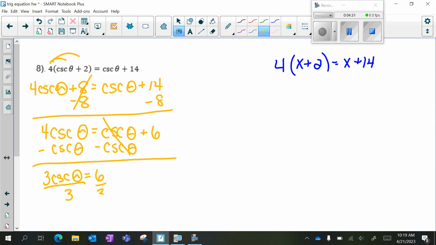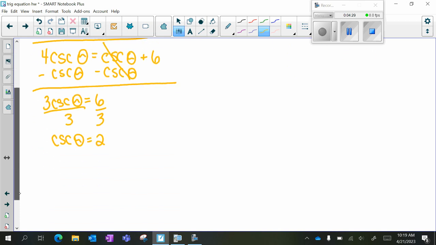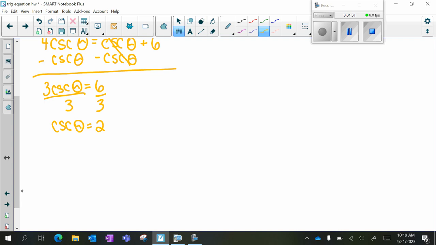Divide both sides by 3. Cosecant theta equals 2. So we don't work with our reciprocal functions typically, so I'm going to turn this into its reciprocal. Cosecant is the reciprocal of sine. So that means if cosecant theta is equal to 2, then sine theta is equal to 1/2. Sine is positive in quadrants 1 and 2, and my reference angle is going to be equal to arc sine of 1/2.